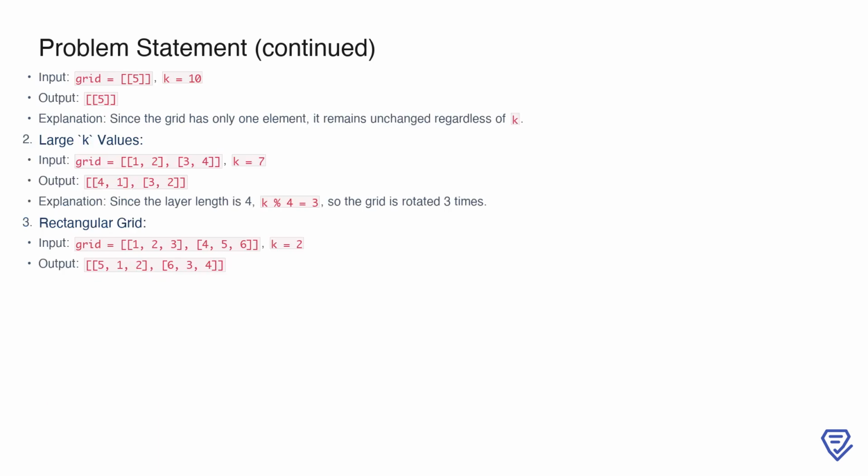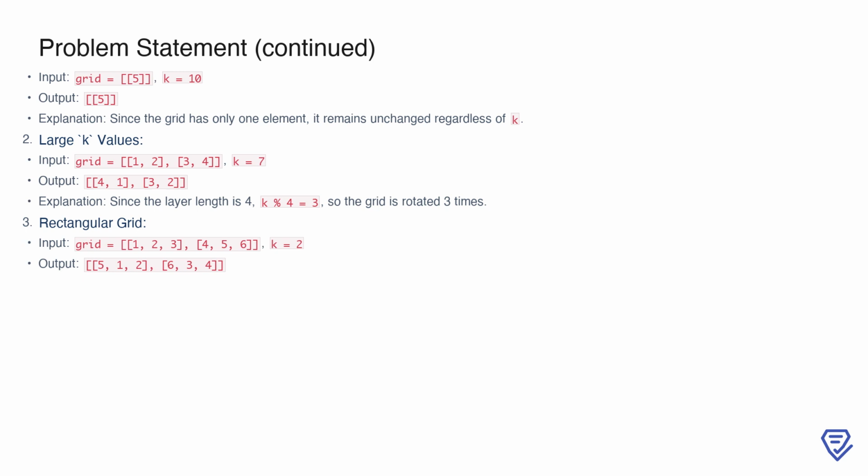Let's look at some edge cases to better understand the problem. First, if the grid contains only a single element, such as 5, with k equal to 10, the grid remains unchanged because there's nothing to rotate. The output would be 5. Next, consider a case where k is large. For example, with the grid 1, 2, 3, 4, and k equal to 7, the layer length is 4. Since 7 modulo 4 equals 3, the grid is rotated 3 times. The output becomes 4, 1, 3, 2.